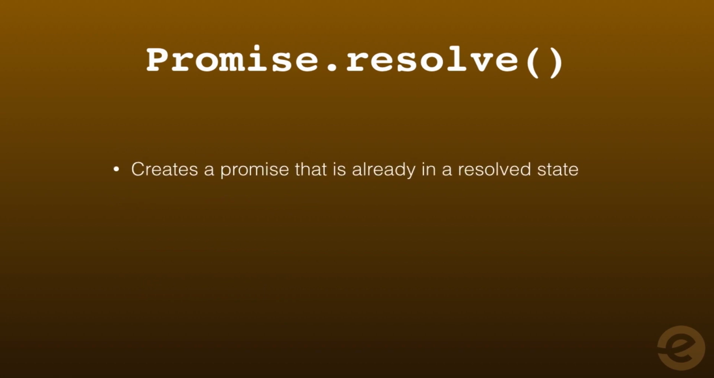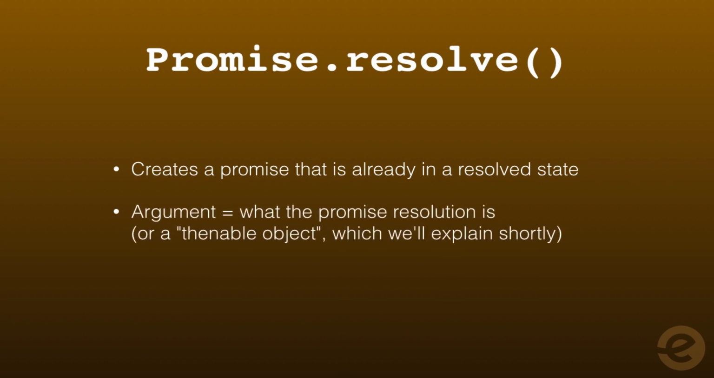Promise.resolve, in its simplest form, creates a promise that is already in a resolved state. With one exception, the optional argument of the function is whatever the promise should be resolved with. This could be useful for testing promise chains to ensure everything works as expected.